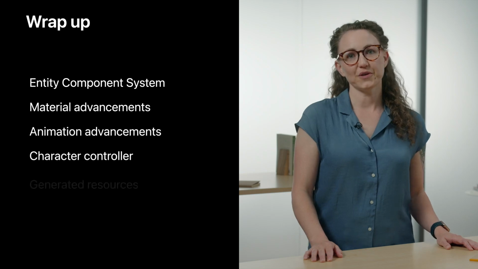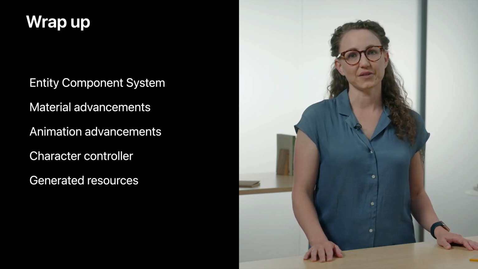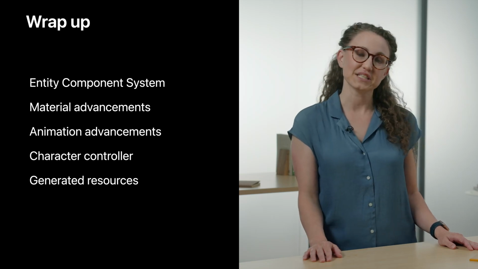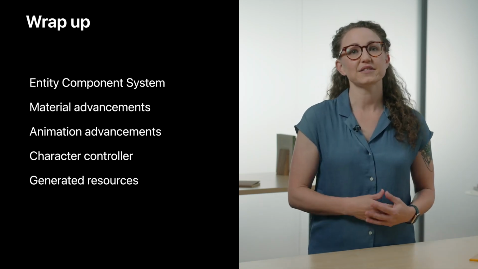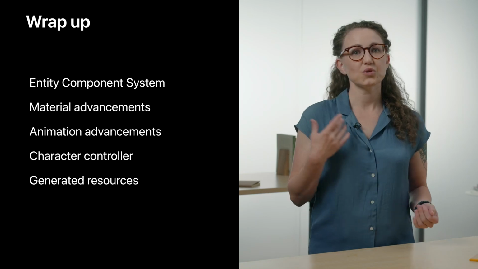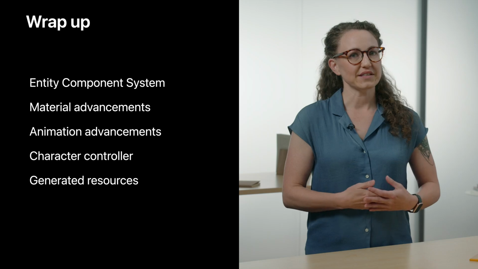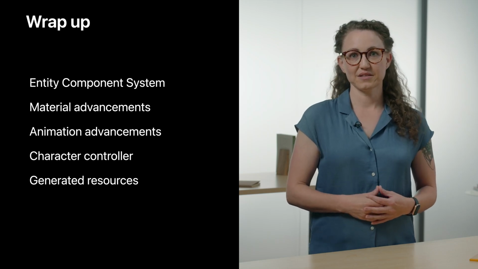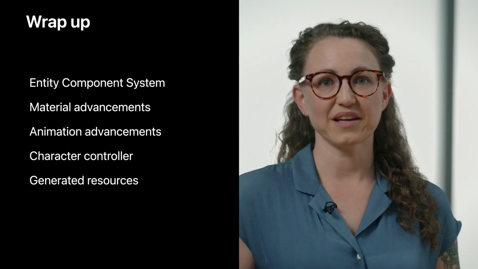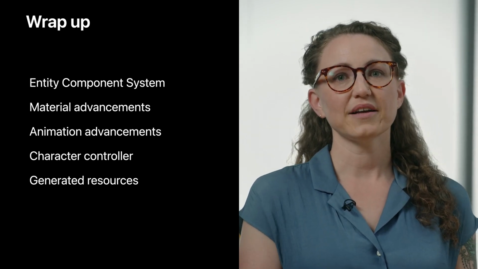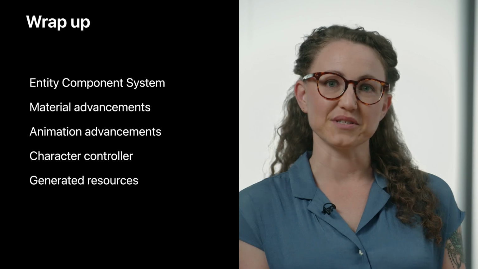So this was an overview of some of the new features in RealityKit this year. We've really focused on giving you more control over the appearance and behaviors of your scenes. We've modified our ECS to provide you with custom systems, which gives you way more flexibility in structuring your app's behaviors. We've added lots of advancements to our materials and animation APIs. We've introduced the character controller to make it easy for your entities to interact with the real-world environment. Finally, we've highlighted a few of the ways in which you can generate resources on the fly. But that's definitely not an exhaustive list of everything that's new in RealityKit 2.